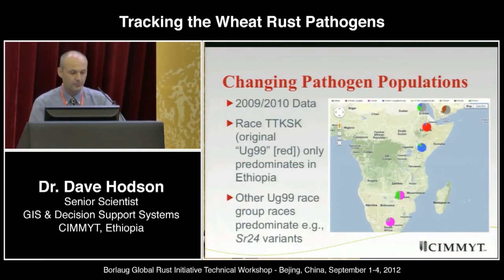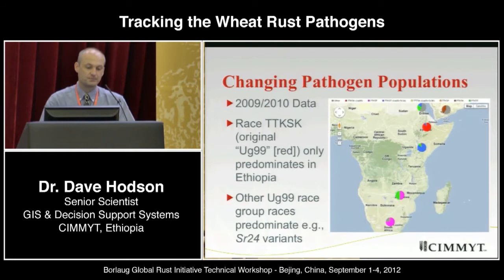What we're also seeing is changing pathogen populations. So the graphic here shows data coming out of the information system for 2009, 2010. So the original TTKSK race, that's illustrated in red on the figure here. If you look throughout Africa, it only predominates now in Ethiopia. It's other members of the UG99 race group that have now taken over in terms of predominance. And particularly what we've seen is an increase in the SR24 variants of the UG99 race group. So through the monitoring, we've been able to see how pathogen populations are changing over time.